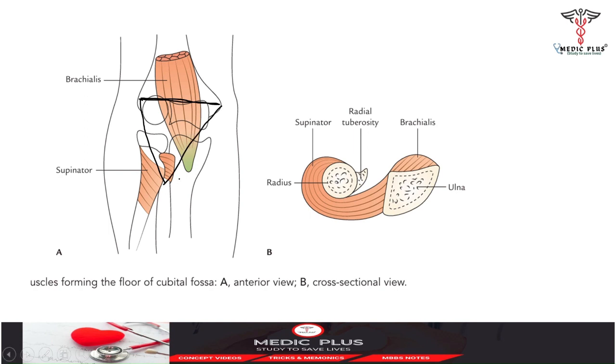Now understand, which part forms the floor of the cubital fossa? Who is forming the upper part of the floor of the cubital fossa? The brachialis. And the supinator forms the lower part of the cubital fossa. Have you understood? Here you can also appreciate, if you see it from the superior view, then you can appreciate it like that.